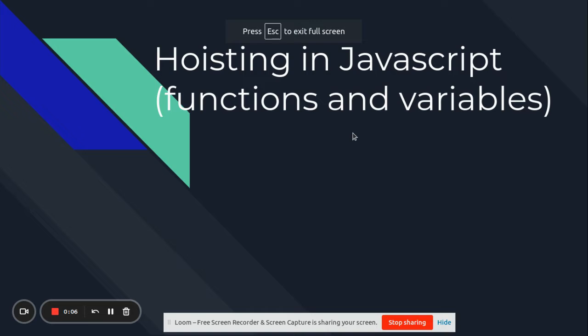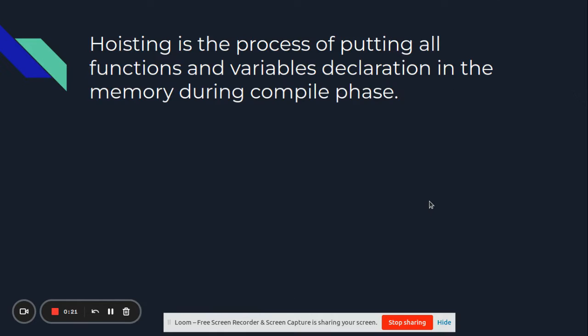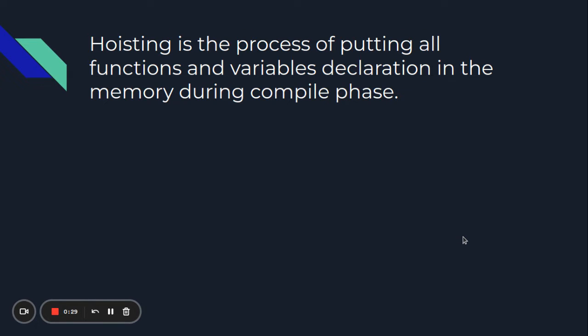Hi, here I am coming with a new topic in JavaScript, and today we will discuss hoisting. Basically, in JavaScript, hoisting is one of the most important concepts. And what is hoisting? Hoisting is the process of putting all the function and variable declarations in memory during the compile phase.